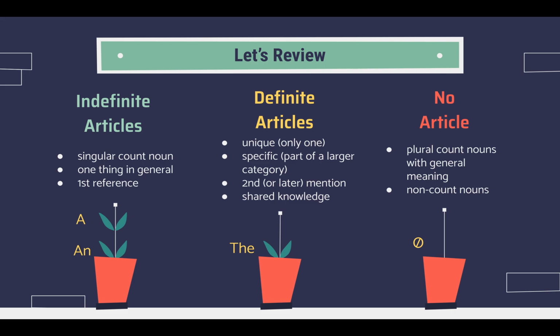So we all know which kitchen we're talking about because we're standing in a kitchen right now. The last thing we talked about is when we use no article at all. And this is with plural count nouns with a general meaning, and also with non-count nouns. We use no article at all.